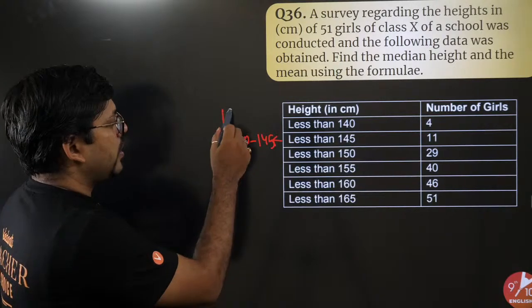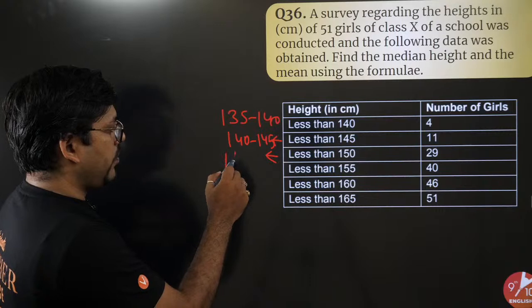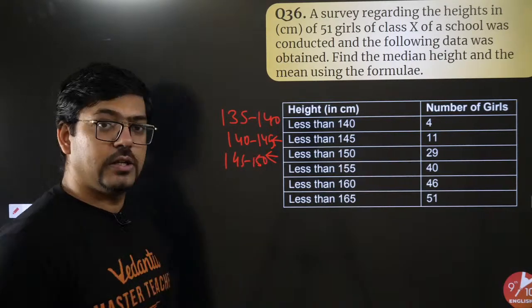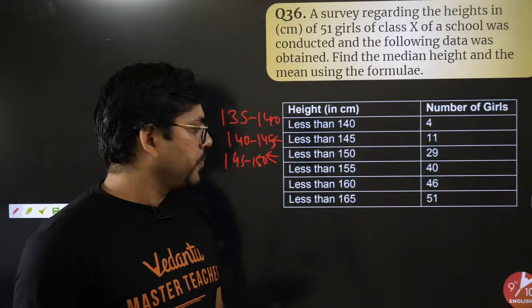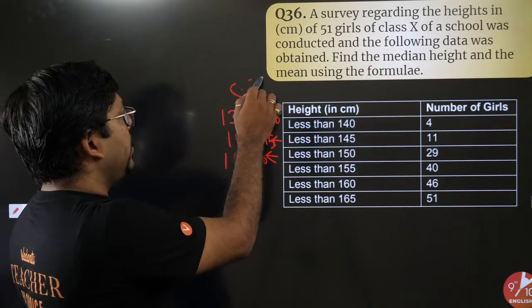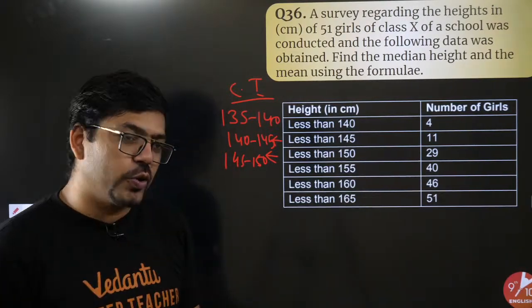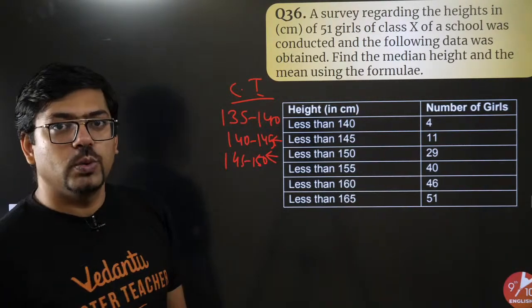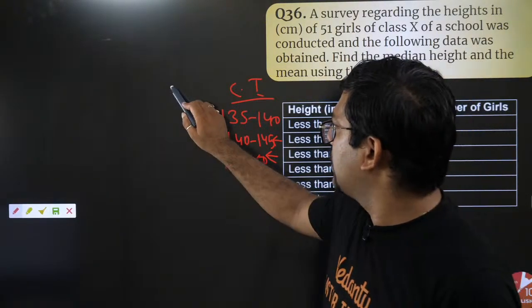Less than 140, so you'll write 135 to 140. Less than 150, so you'll write 145 to 150, and like this. Understanding it? This is how you will write it. So you have got the class interval. Very easily you can find the class mark, which I have already taught you in the previous session, if you do remember. x1 plus x2 divided by 2, upper limit plus lower limit divided by 2, that is class mark. So you will get xi, the class mark.